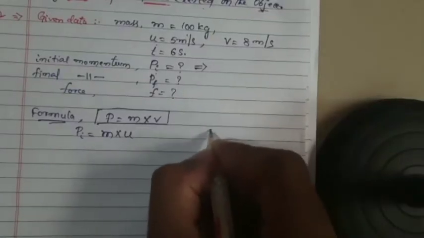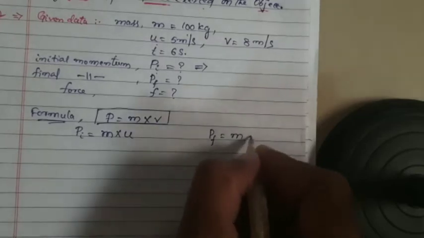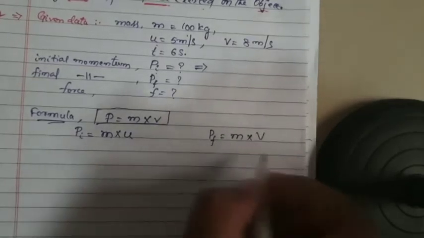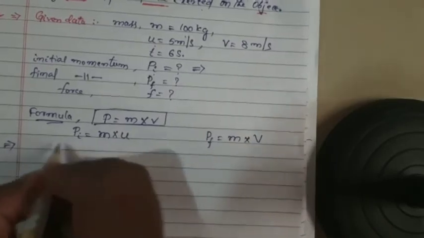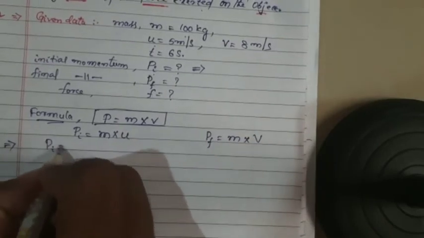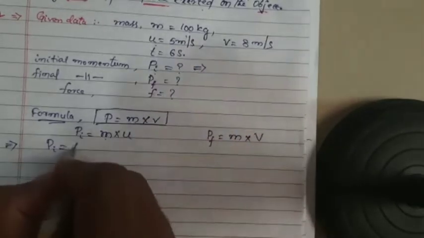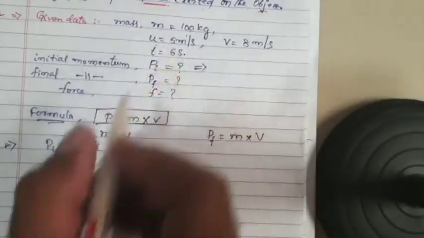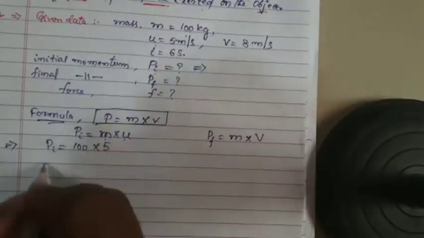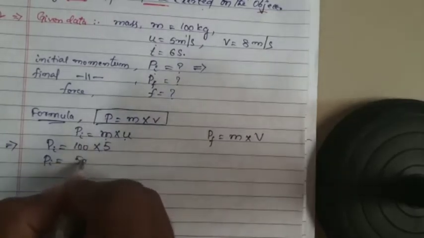Similarly, to find the final momentum, I can write the mass, which is the same, into the final velocity, that is v. Okay, now let us find the initial momentum. To find the initial momentum, pi is equal to the mass, which is already given, that is 100 kg, into the initial velocity, which is 5. Now the initial momentum can be written as 100 × 5 is 500.